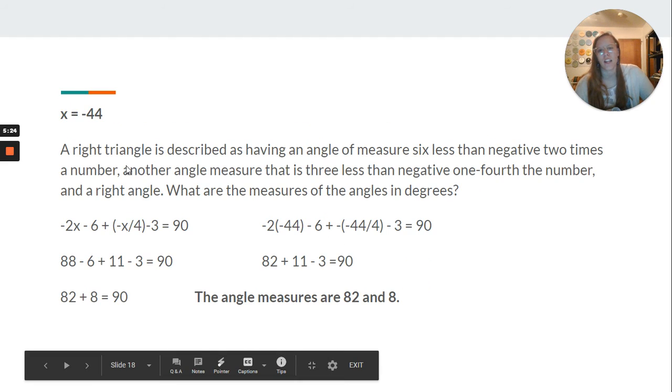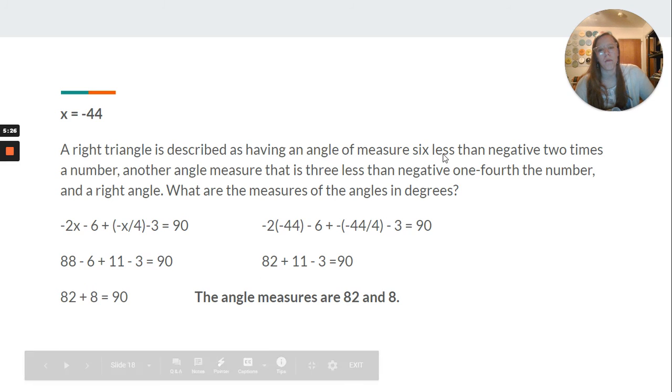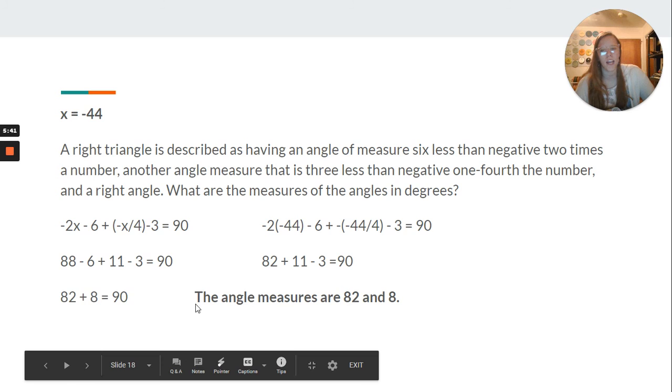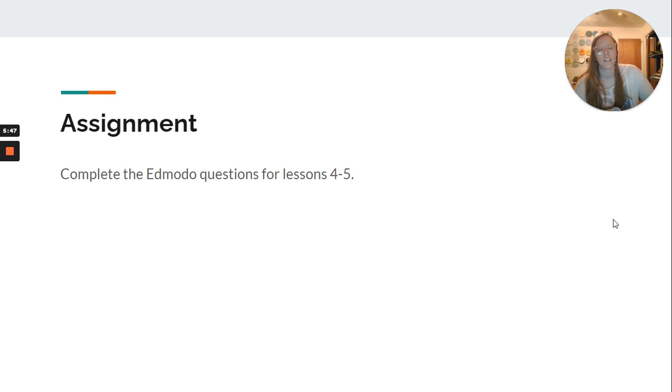But I'm not done yet. So we need to find what those two angle measures are that equal the right angle, because x is just our number. So we plug them back in. So we end up with, after all these steps, 82 plus 8 equals 90. So our two angle measures are 82 and 8. Okay? So, seems like a lot, but it gets easier the more you do it.